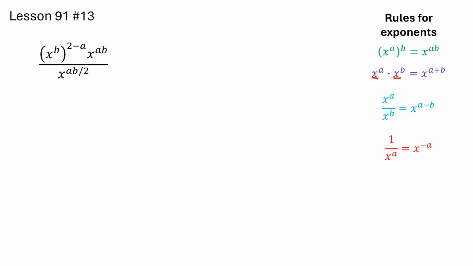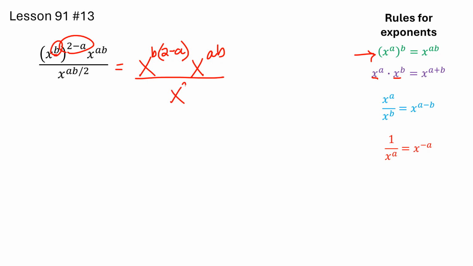So we're going to start by using this first property of exponents. When you have a power raised to another power, you multiply the exponents. So you're going to have x to the b times 2 minus a, x to the ab over x to the ab over 2. Now, your next thing you could do would be to use this second rule or property of exponents, where if you multiply like bases, you add the exponents. You could, at this point, just go ahead and use this rule, moving x to the ab over 2 up to the top and making it x to the negative ab over 2. That would be another thing you could do.